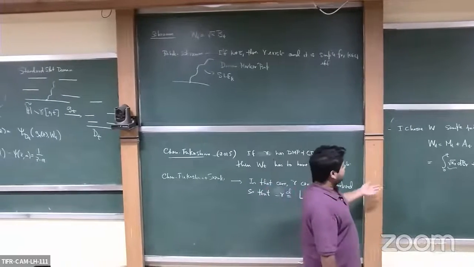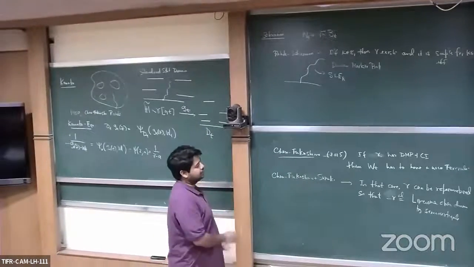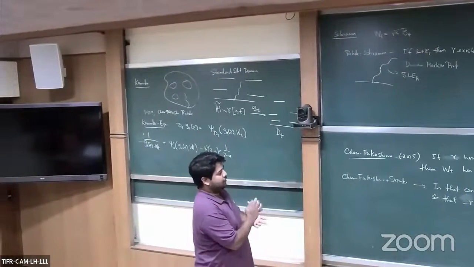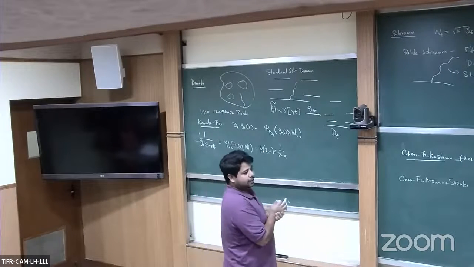And asking the question now, so far I have been assuming that gamma exists, but that is not at all the case. That's the problem. That's the main problem at hand. Can you really say that gamma exists or not?